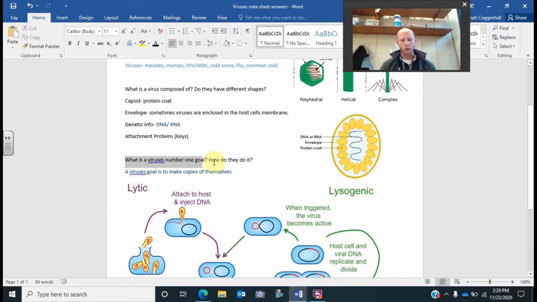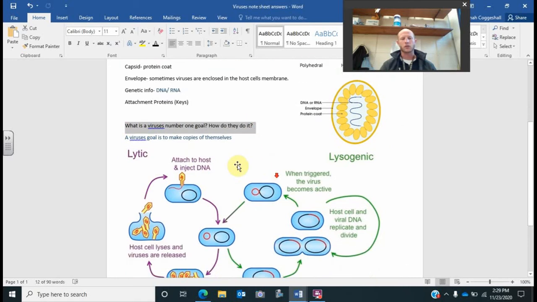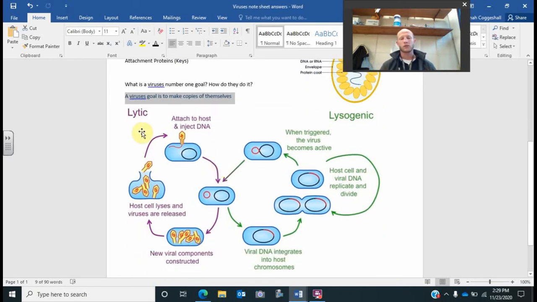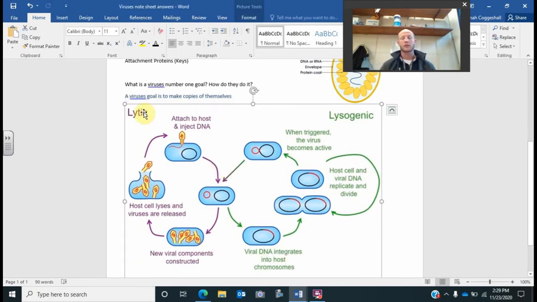So our next one, what is a virus's number one goal? How do they do it? So the number one goal for a virus is all he wants to do is make copies. He wants to make copies. And so how does he do this? Well, he goes through 2 different pathways. He has the Lytic Cycle and the Lysogenic Cycle. And you do need to know the difference. There's a big difference here.